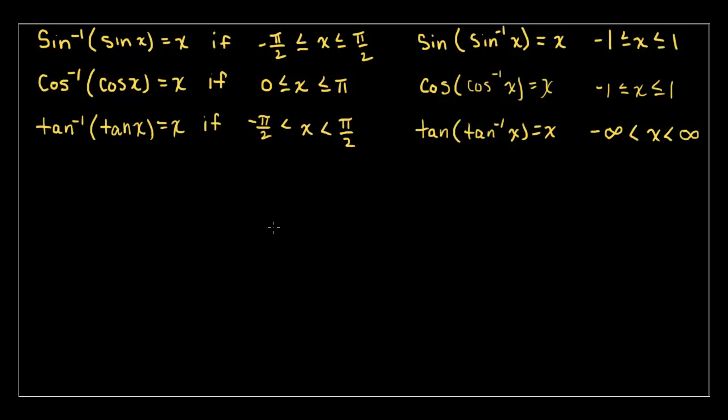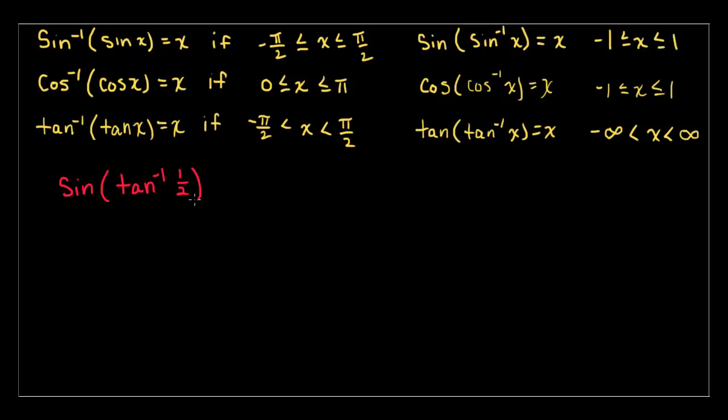Now, what happens if the given value is not in our table? Well, let's take a look at an example or two of this situation. Let's find the sine of the inverse tangent of 1/2.